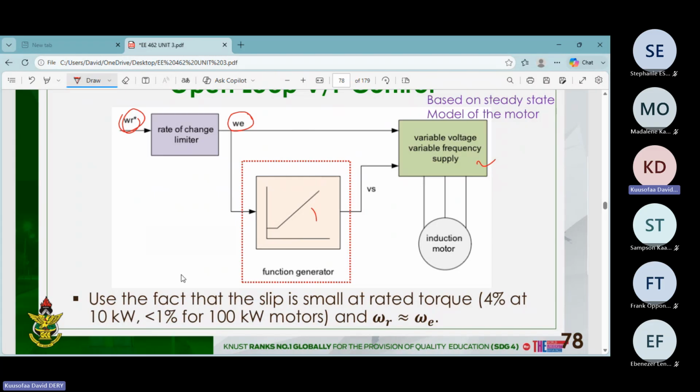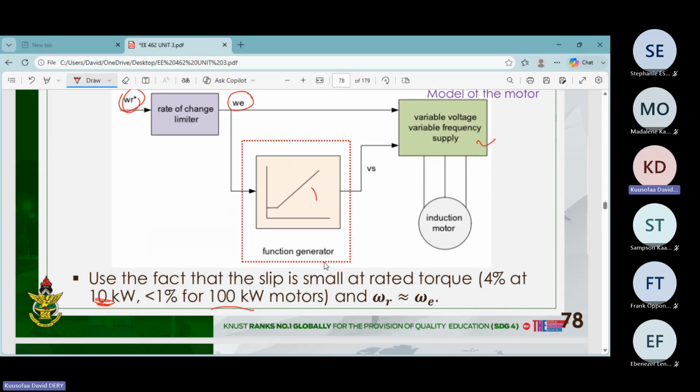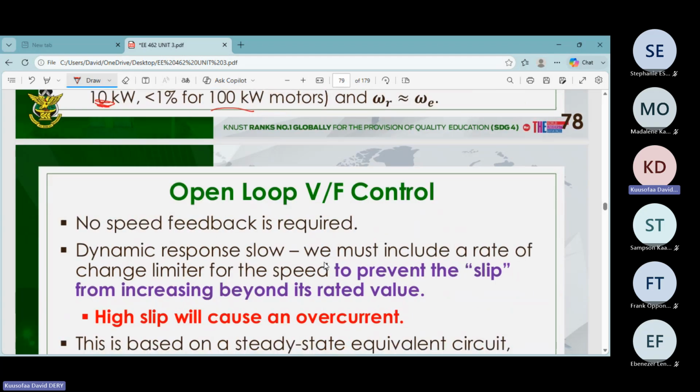So we use the fact that the slip is small even at rated torque. That is for about 10 kilowatts of power, and it's less than 1% for 10,000 kilowatts. So if the slip is very small, we can say that omega R is almost omega E. When you change omega E, it changes omega R. So that is the approximation here. That is the open loop control, so no speed feedback is required.